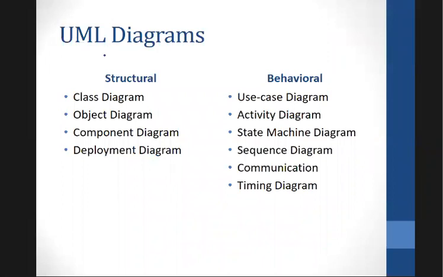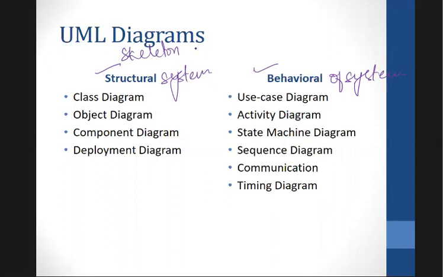Now, we'll first study the different UML diagrams. Within the UML diagrams, you've got structural diagrams and behavioral diagrams. The behavioral diagrams depict the behavior of the system, and structural diagrams show you the structure of the system. The structure, or we can say the skeleton of the system, how the software is being developed, will be shown by the structural diagram, whereas the behavior will be shown by making use of the behavioral diagram.